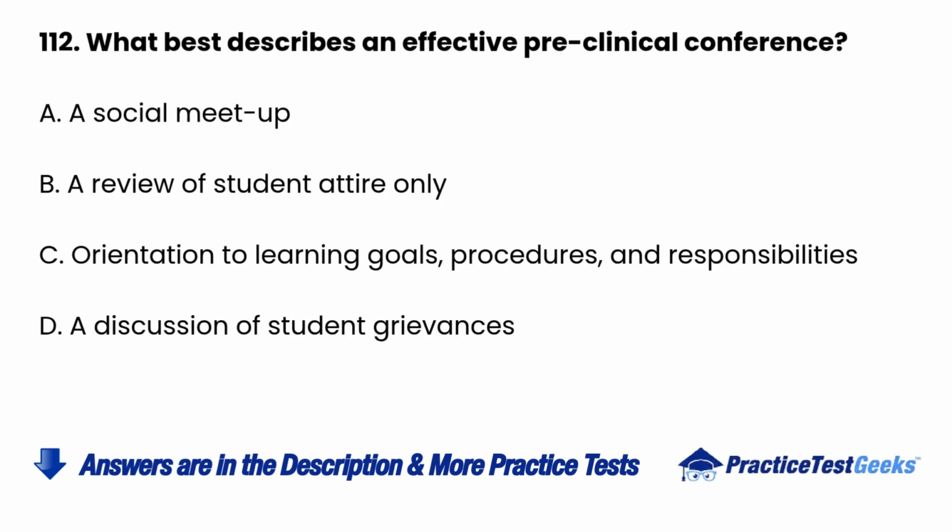112. What best describes an effective preclinical conference? A. A social meetup. B. A review of student attire only. C. Orientation to learning goals, procedures, and responsibilities. D. A discussion of student grievances.